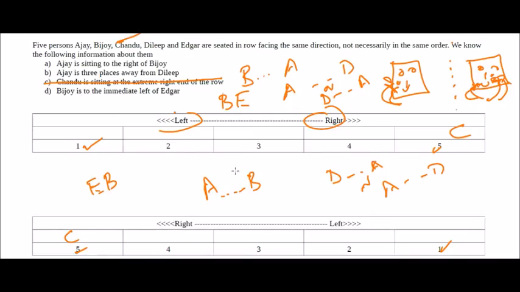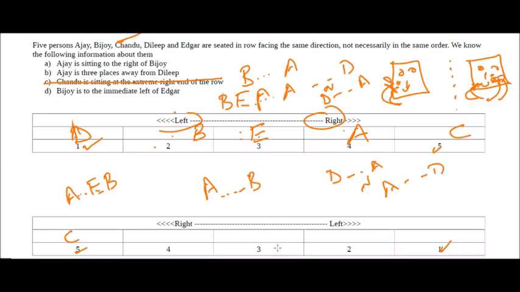Now, we also know that Ajay is right of Bijoy. So Ajay should come on this side. Similarly, Ajay is right of Bijoy, so Ajay should come on this side. So if I were to seat them here, Ajay cannot be put in position 1 because there is no place for Bijoy and Edgar. Cannot come in 2. It can come in 3, but then D will have to sit over here. So Ajay has to be put here. 2 places away will be D. This will be Bijoy. This should be Edgar.